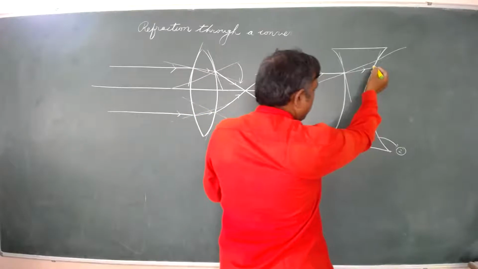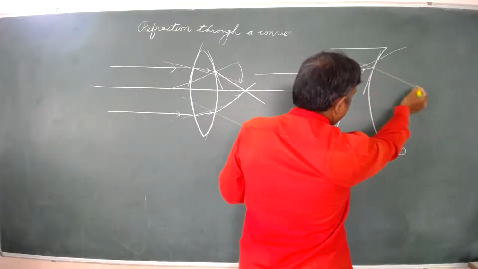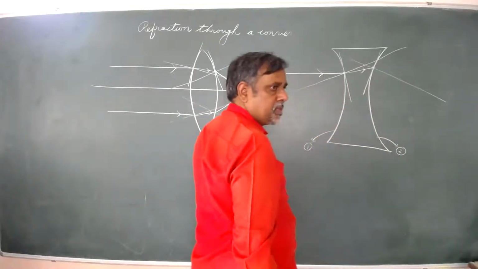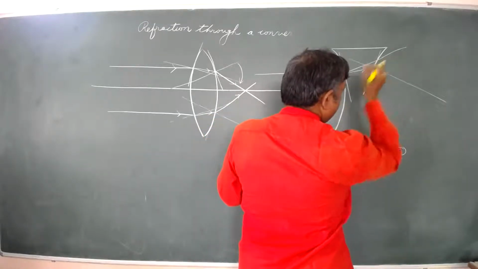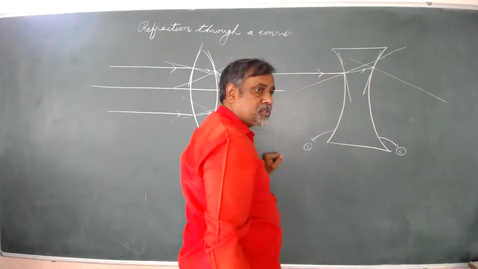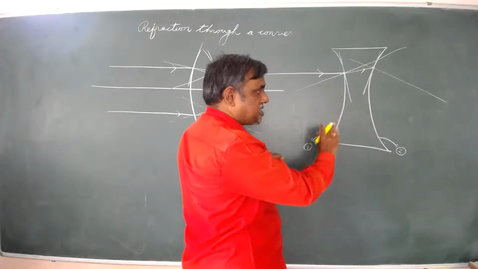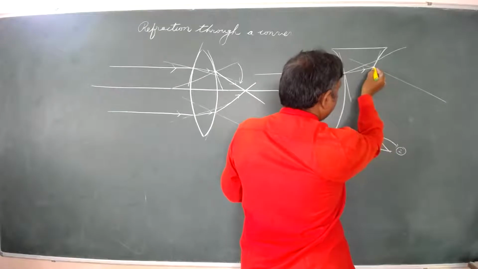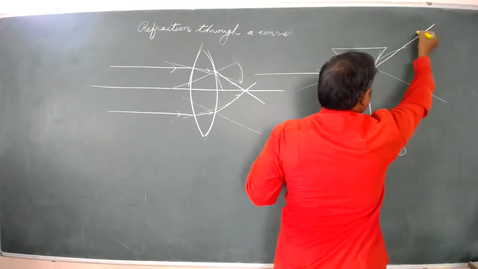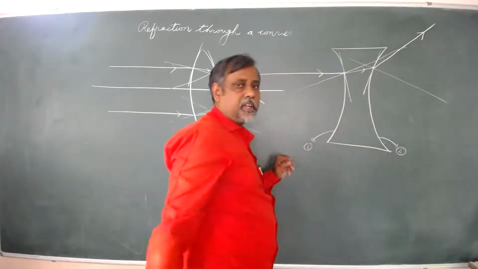Perpendicular to this tangent you draw, then it becomes normal. As the light ray enters from glass into air, the refracted ray moves away from the normal, denser to rarer, away from the normal. This is the way the light ray passes ultimately.